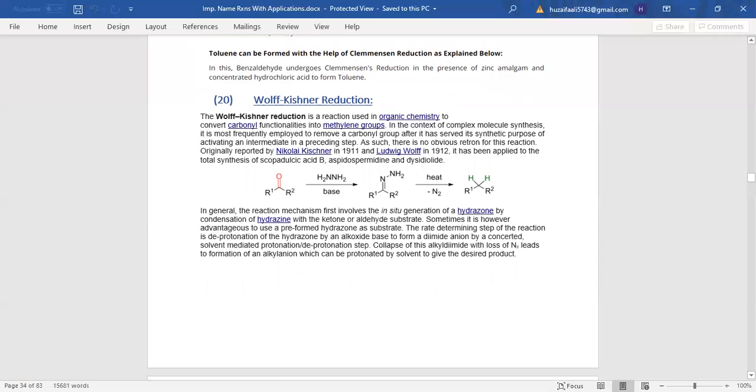Sometimes it is, however, advantageous to use a preformed hydrazone as substrate. The rate determining step of the reaction is deprotonation of the hydrazone by an alkoxide base to form a diimide anion by a concerted solvent-mediated protonation or deprotonation step. Collapse of this alkyl diimide with loss of nitrogen leads to formation of an alkyl anion, which can be protonated by a solvent to give the desired product.